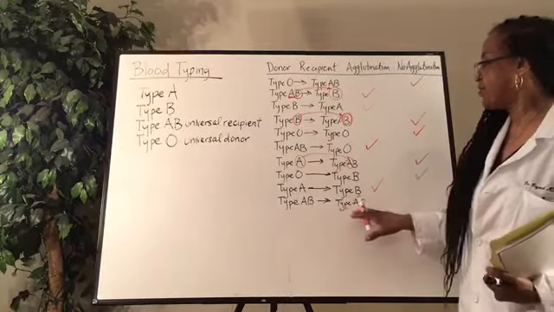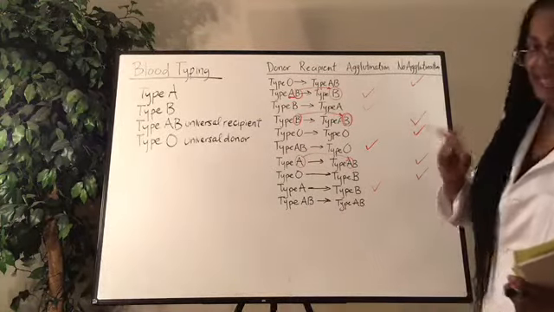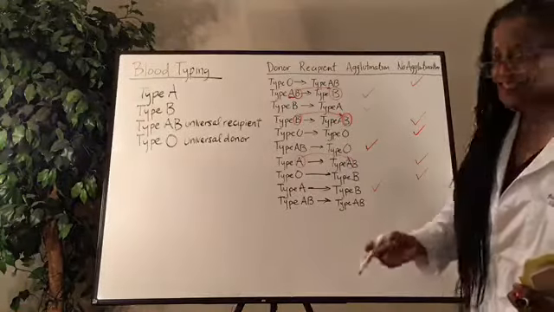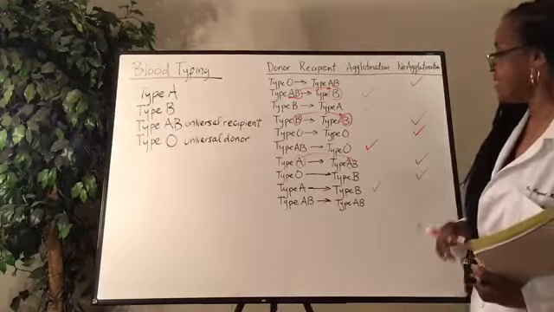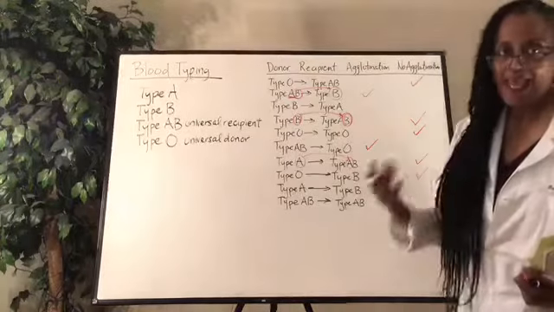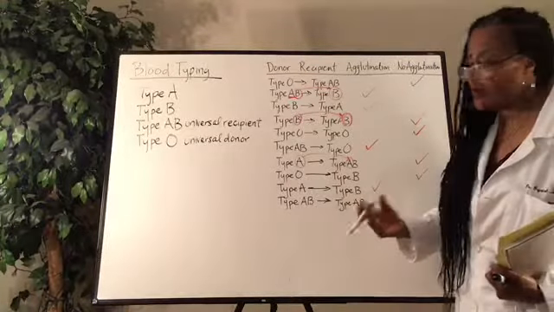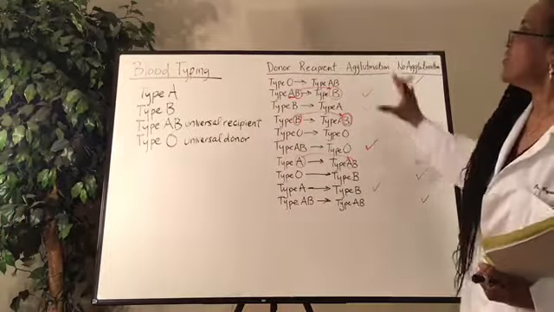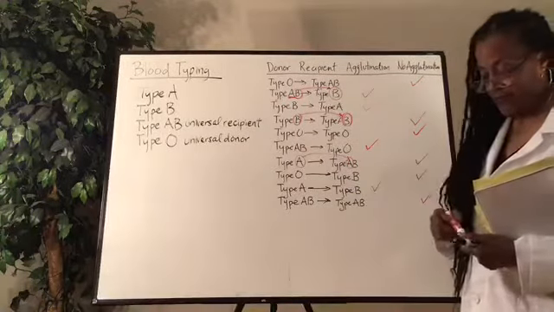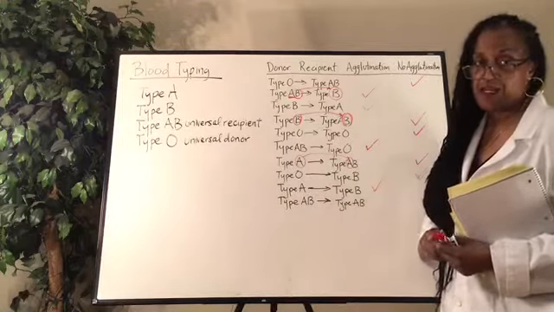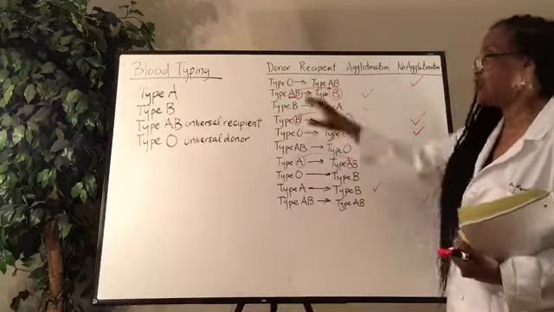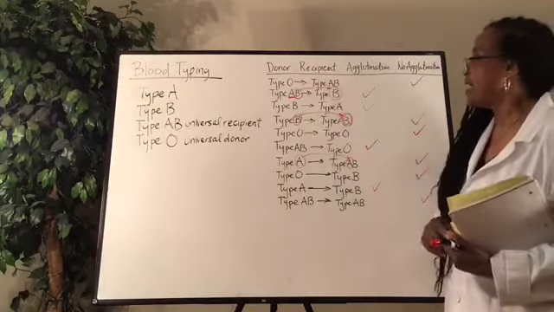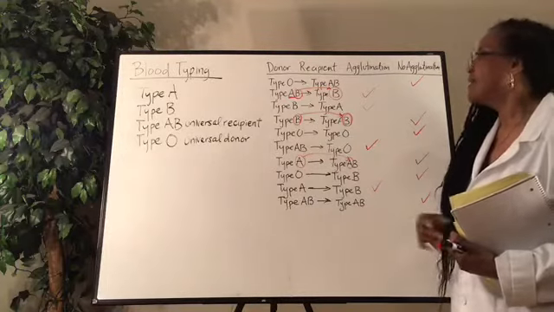And type AB wants to donate to type AB. Likes can always go to likes, so AB can always go to AB. B can go to B, A can go to A, O can go to O, etc. So this will be no clot, all right? So that is the big scheme of things, and that's really the easiest way for me to show you about donor and recipient and blood types.